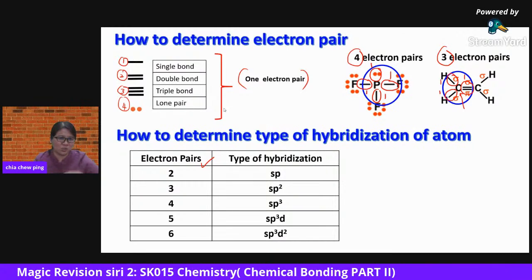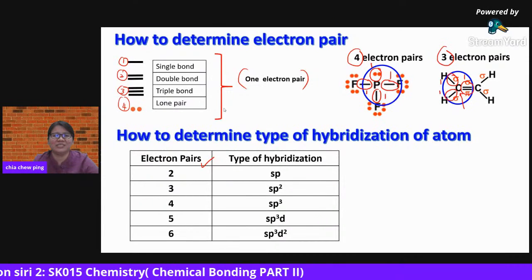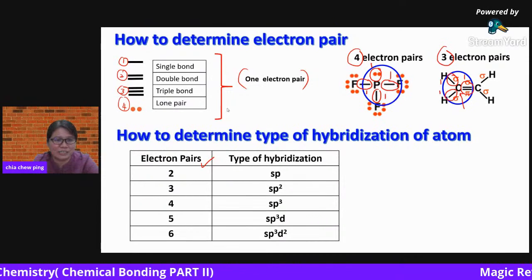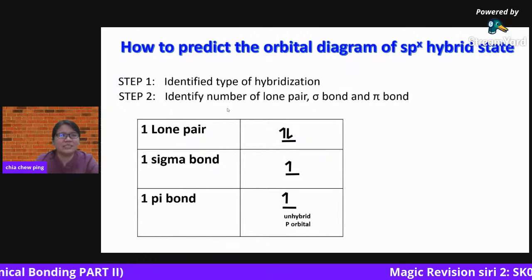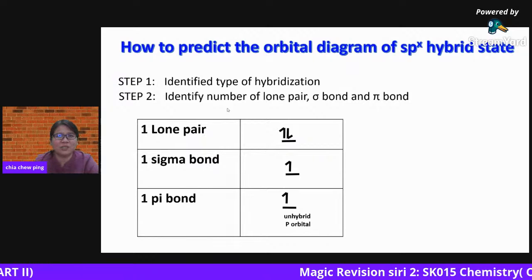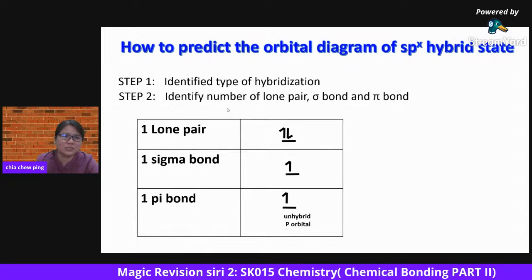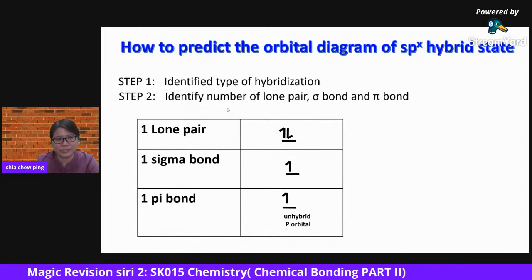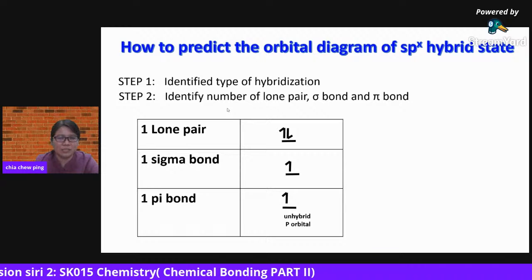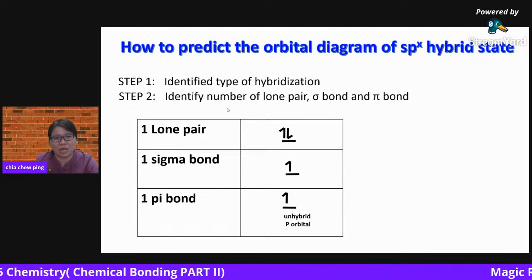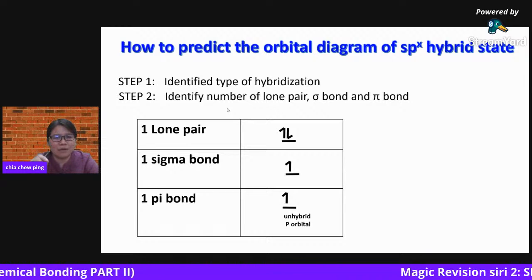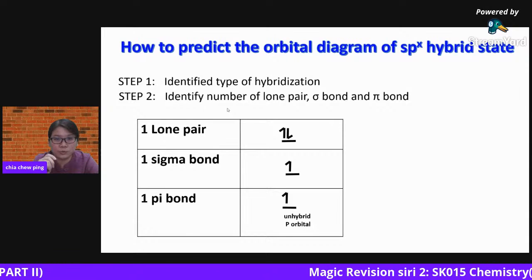So that means you must know the electron pair first, then you can predict the type of hybridization. Now, the last one is how to predict the orbital diagram of the sp hybrid state. As you know, later on you will write the ground state, excited state, and the hybrid state, right? So I will teach you the tips on how to predict the type of hybrid state you should get.